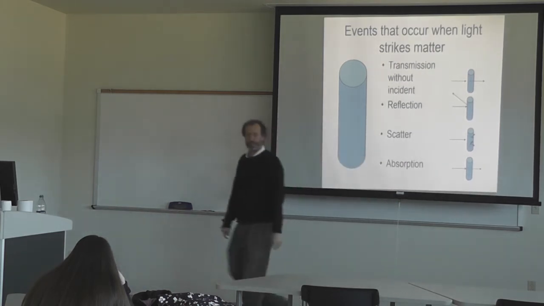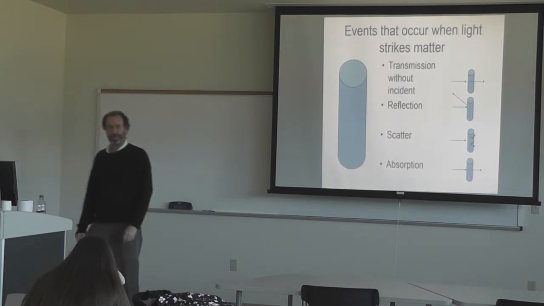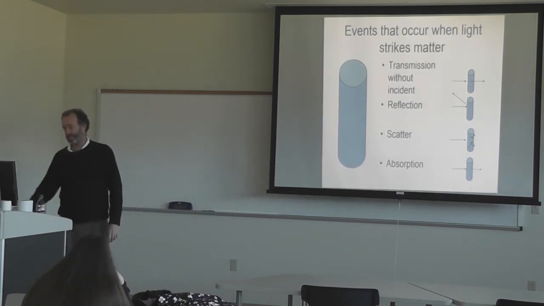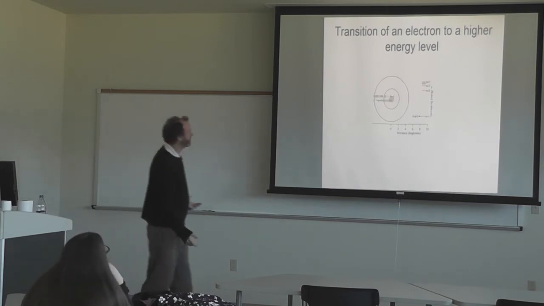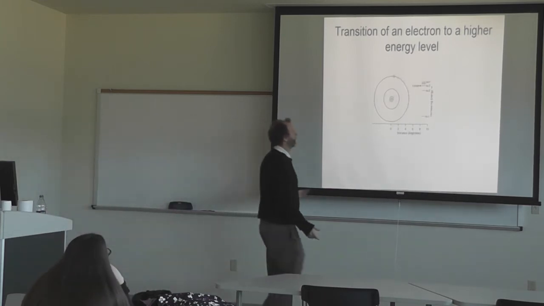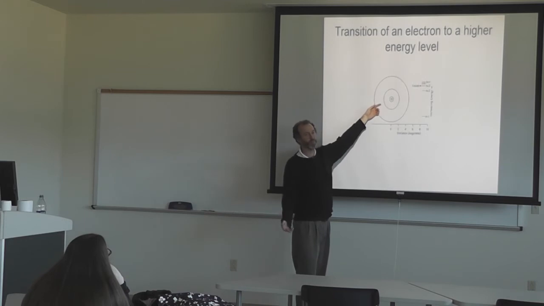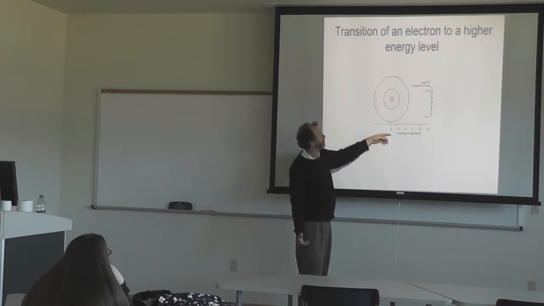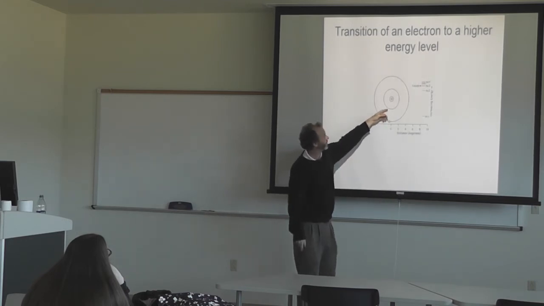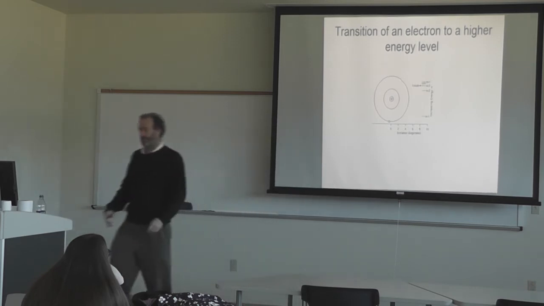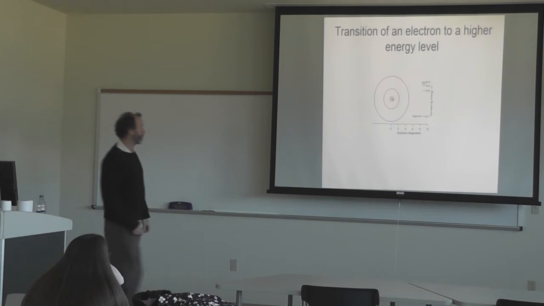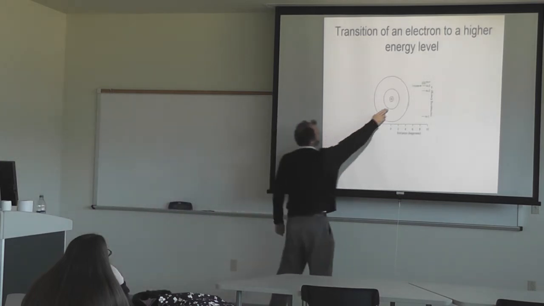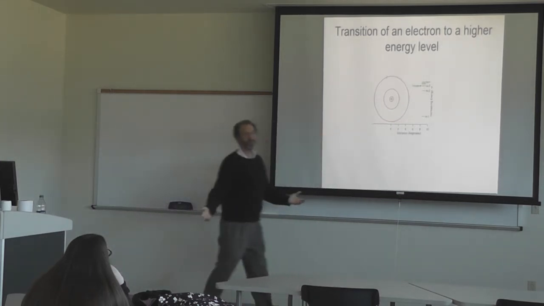So why do molecules absorb light? What happens is you get transition of an electron to a higher energy level when a molecule is going to absorb light, right? And you've learned that in general chem. So it absorbs a certain amount of light, where it's going to boost it to a higher state.